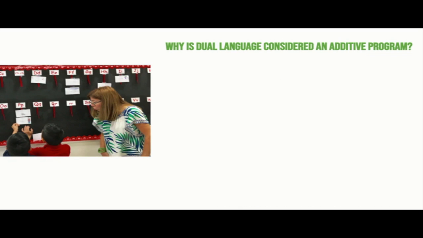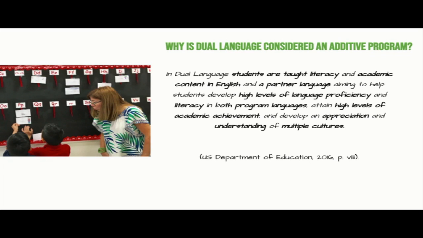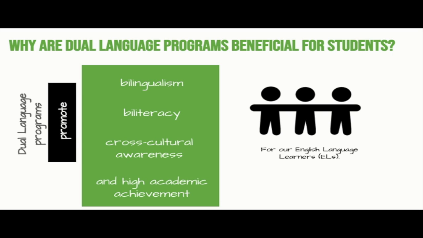So why are dual language programs considered additive and enriching? Because in dual language, students are taught literacy and academic content in English and a partner language, aiming to help students develop high levels of language proficiency and literacy in both program languages, attain high levels of academic achievement, and develop an appreciation and understanding of multiple cultures. Dual language programs are beneficial for students because they promote bilingualism, biliteracy, cross-cultural awareness, and high academic achievement for our English learners.